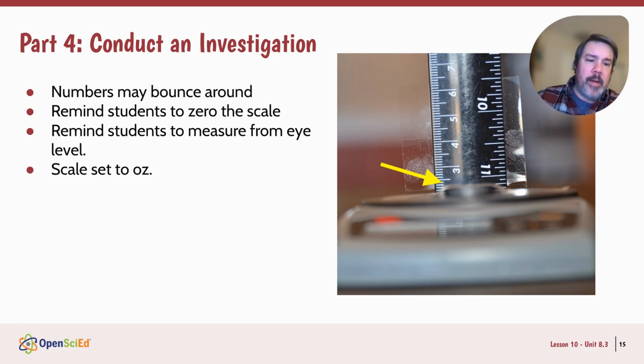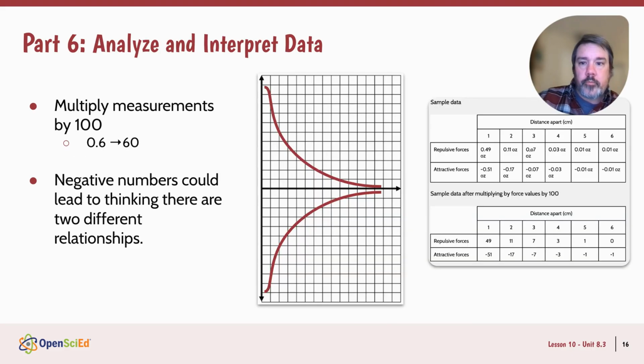You may even want to demo one example with them with an overhead camera, or make a video of it. You're going to want to make sure that the students zero the scale out with the magnet on top. So have them tape down the magnet and then zero it out, so that we're starting with a zero reading. We want students to measure the magnet they're holding over it from eye level, not looking above or below, so that they're super accurate. And real important, the scale needs to be set to ounces. That's going to be super important for when we're doing our graphing.